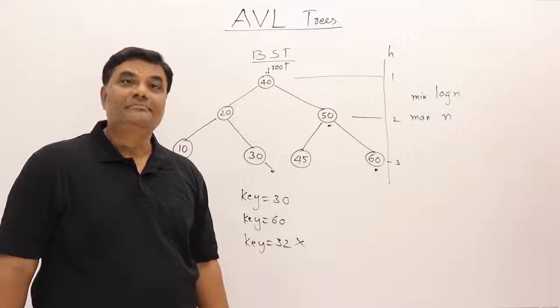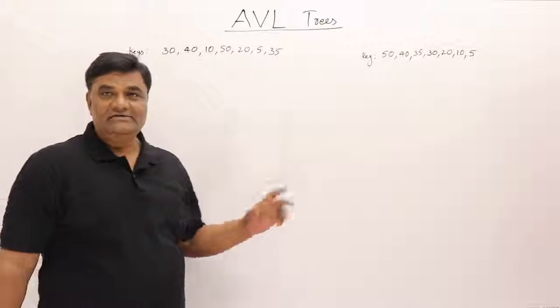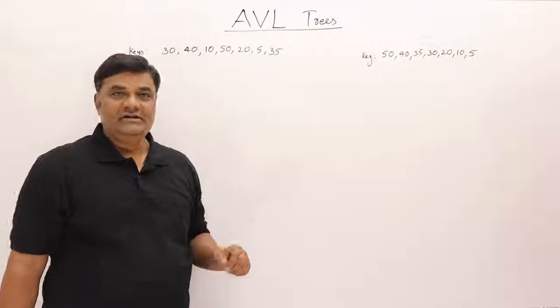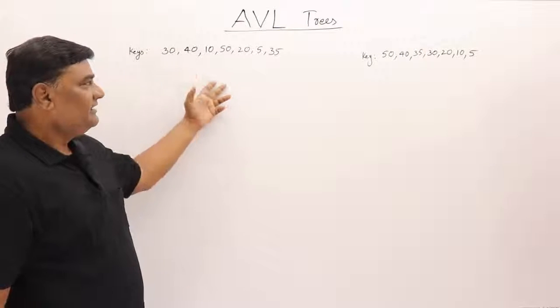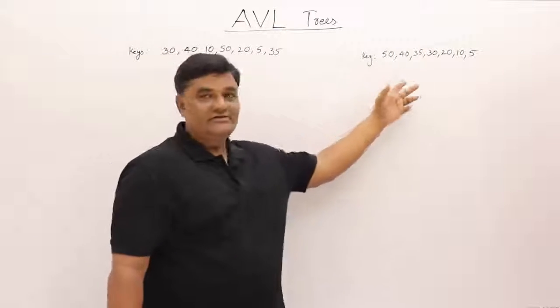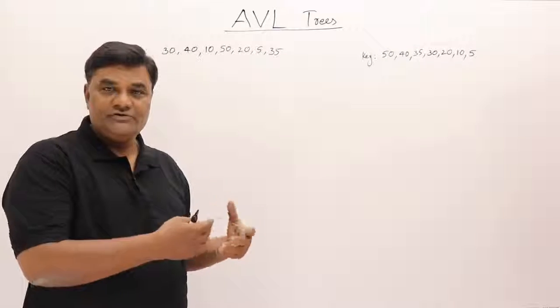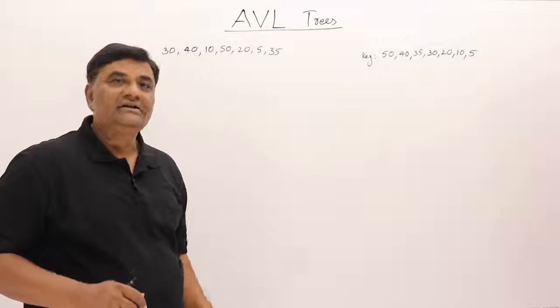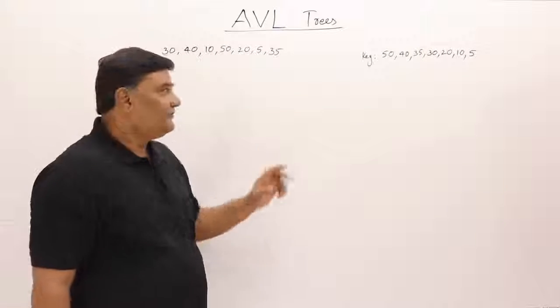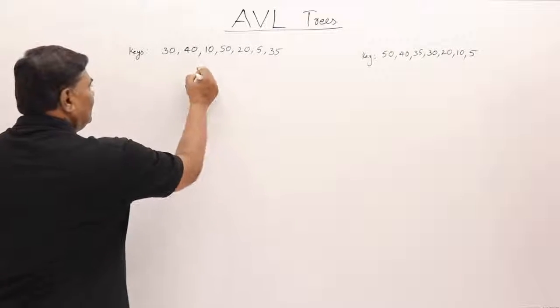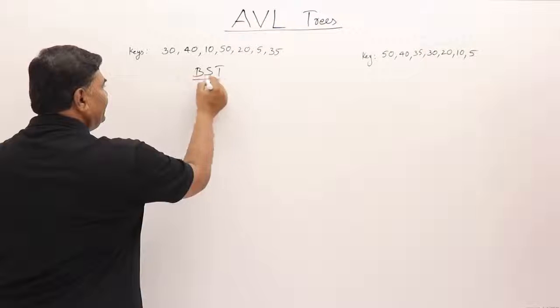What is the problem with binary search tree? Let us see how to create a binary search tree. I have a set of keys here, and the same keys I have taken here also in a different order. There is something I want to show you by creating a binary search tree. Let us first create a binary search tree for these keys. What is the method of creating a binary search tree?